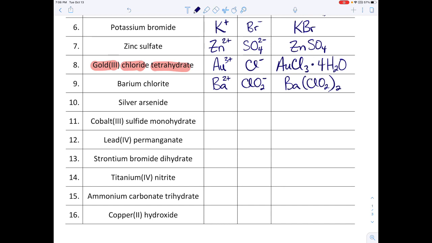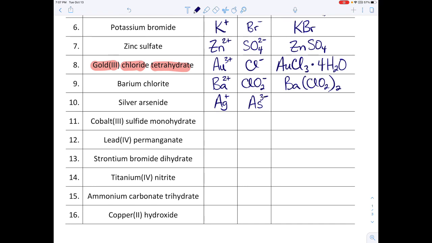Silver arsenide. Silver is a transition metal. Its charge, looking in my data booklet, is 1 positive, or just positive. Arsenide, the IDE, is telling me that's a simple ion, not a complex ion. So its symbol is As, arsenic. And arsenic is in the same column on the periodic table as nitrogen. So like nitrogen and like phosphorus, its charge is 3 negative.